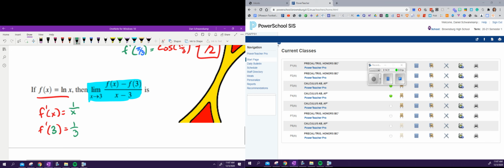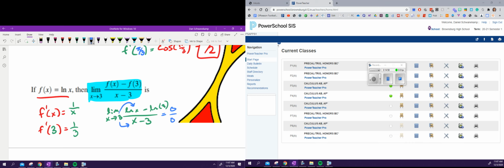What if I would have done this? So the limit as x approaches 3 of f of x, so that'd be natural log of x, minus f of 3, oh, that's the natural log of 3, all over x minus 3. If I were to just do it that way, I just plugged it in, I would substitute in 3 on top and bottom. What would I get if I substitute 3 in on top and bottom? 0 over 0.